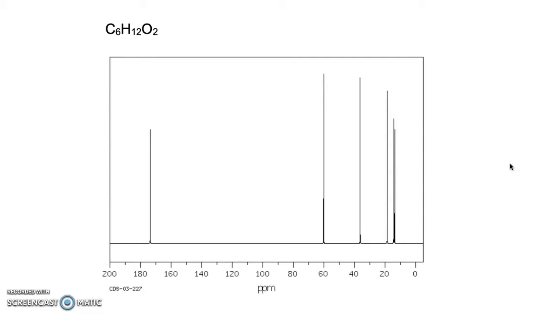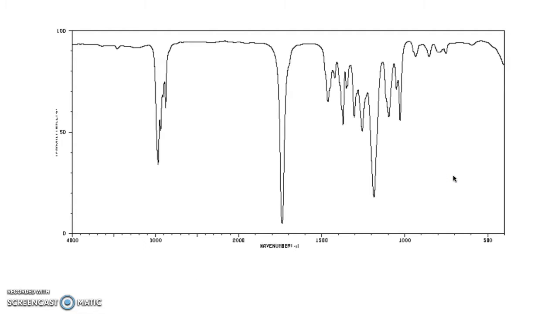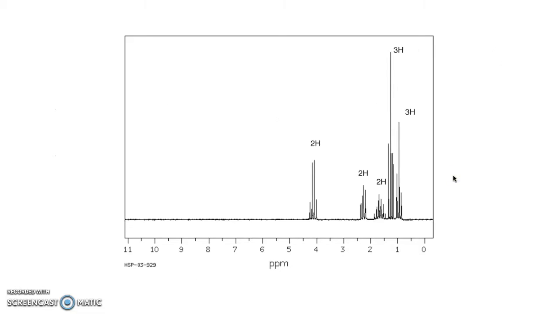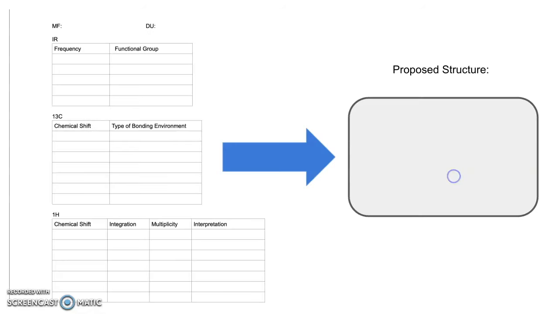First, starting with carbon-13 nuclear magnetic resonance spectra, then we are going to go to infrared spectra, then we are going to go to hydrogen-1 nuclear magnetic resonance spectrum, and finally putting all that information we discuss into our tables here with the outcome of building a correct proposed structure.